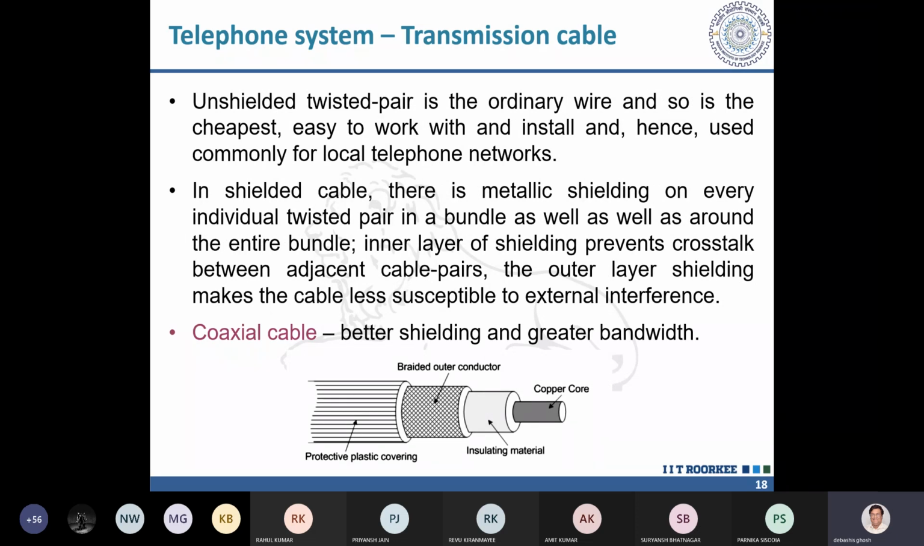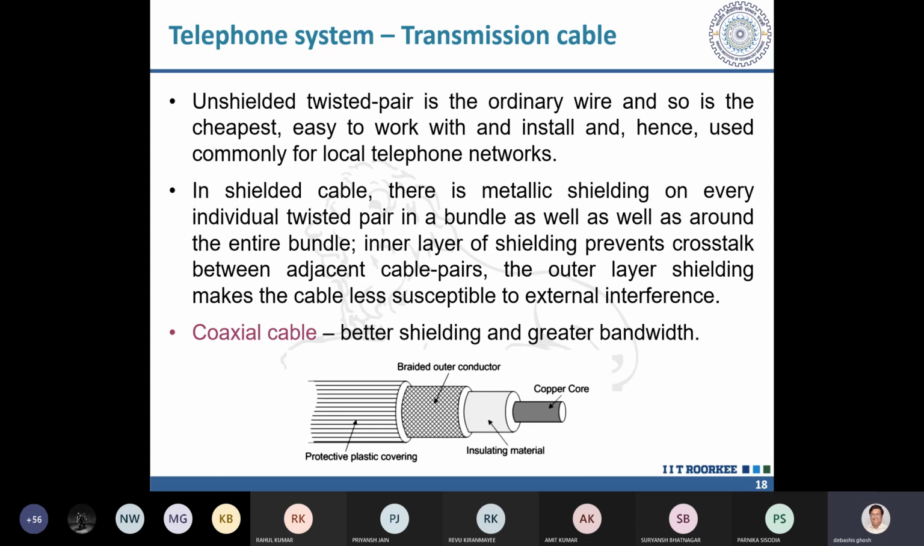Telephone cable, actually, the next slide is just the last one. You can see what I have already written: the unshielded wire, the ordinary wire, was cheap and easy to install, and it was mostly used only for the local telephone, because there will be some interference and attenuation, but within local telephone networks it doesn't matter much. Shielded means you have some shielding outside the cable to take care of external noise.